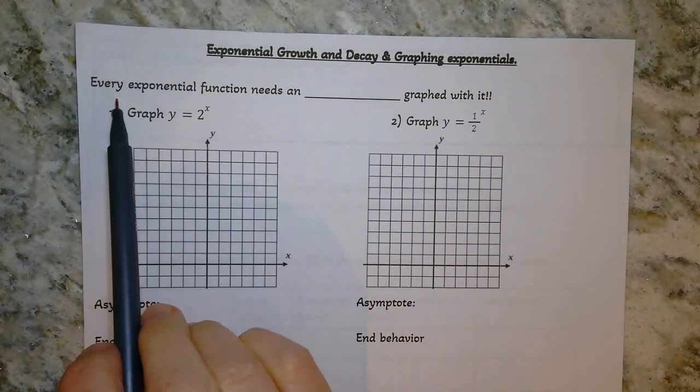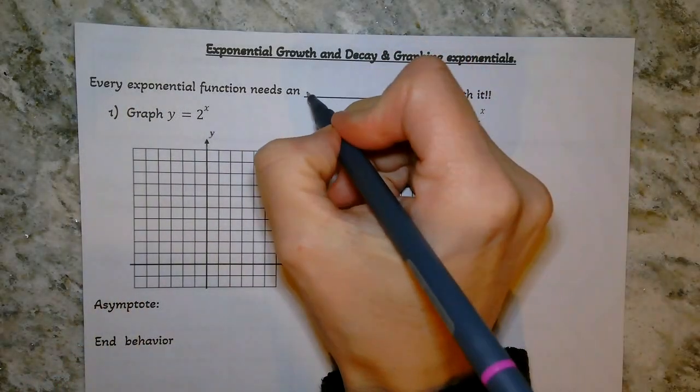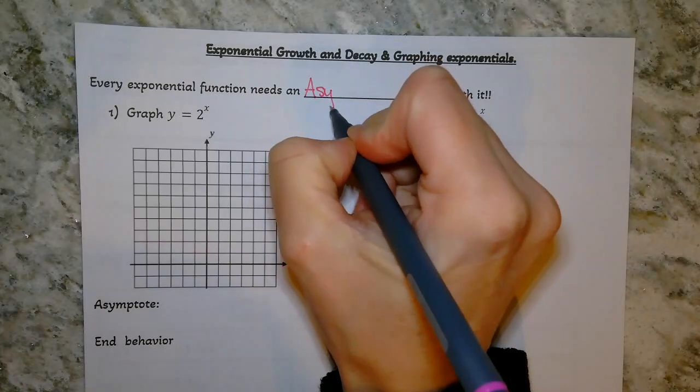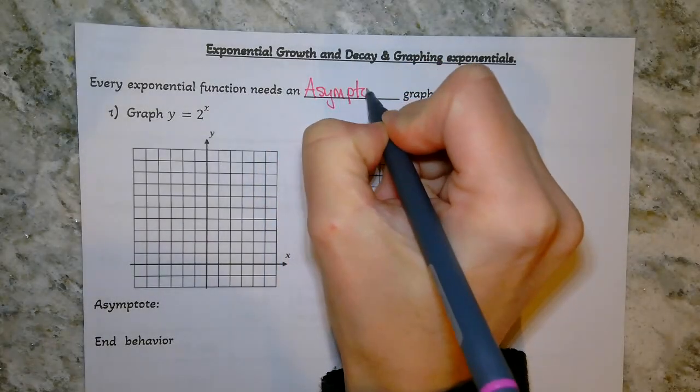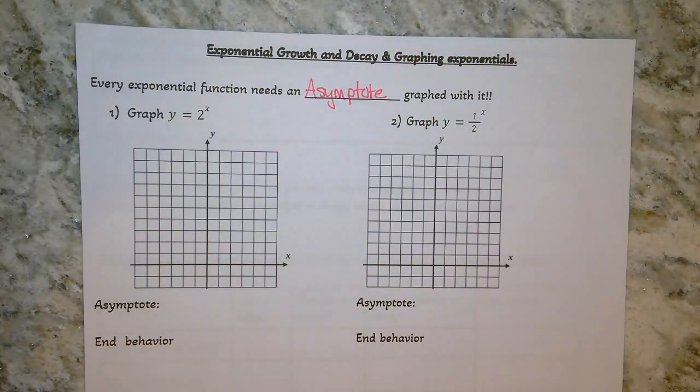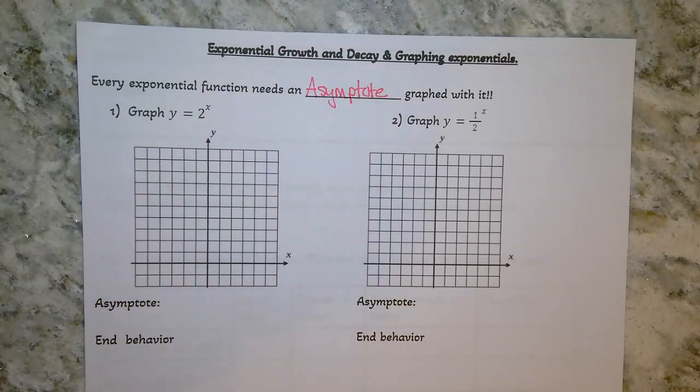All right, so every exponential function needs an asymptote graphed with it. We kind of call them partners in crime. Every time you graph an exponential, you have to have an asymptote. They go hand in hand. If you're missing the asymptote, you won't receive full credit. Okay, so every exponential has an asymptote. So let's start with our first graph.